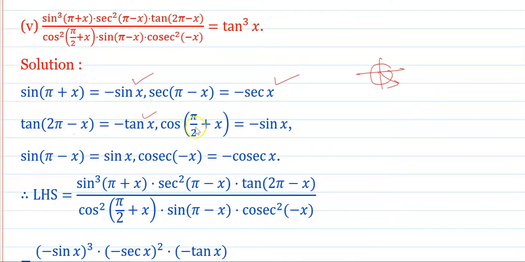Okay. Cot of pi by 2 plus x. Pi by 2 is the angle, so the function changes. It is in the second quadrant. It becomes a cos, but cos is negative in the second quadrant. Therefore, it is a minus sign.